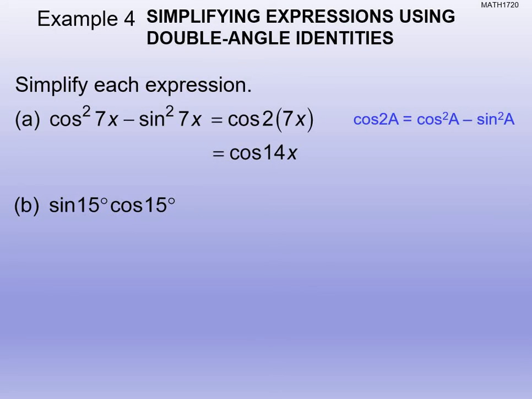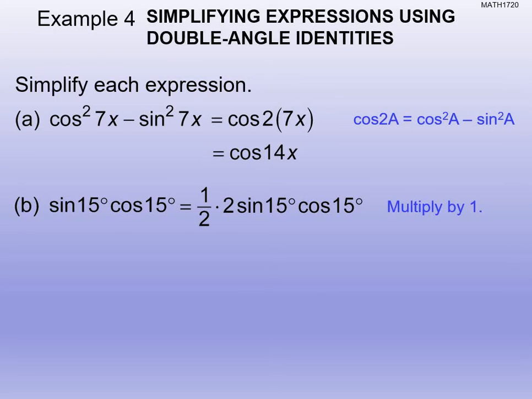Now on example B, we have sine of 15 degrees, cosine of 15 degrees. So this is like a sine A, cosine A. The way to work this one is we need to multiply by 1. We're going to multiply by 1 in the form of 2 over 2, or we can consider it 1/2 times 2. Either one gives us a 1.